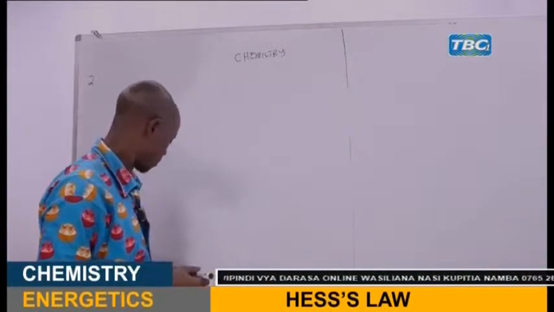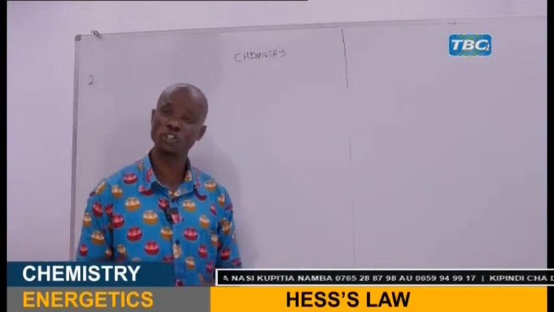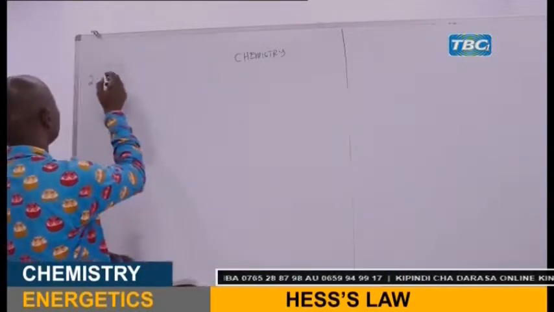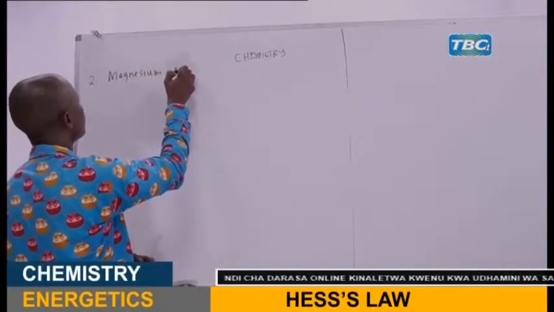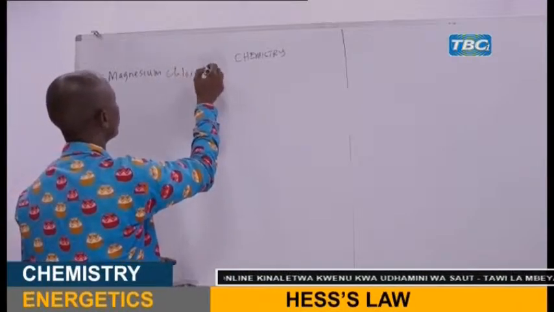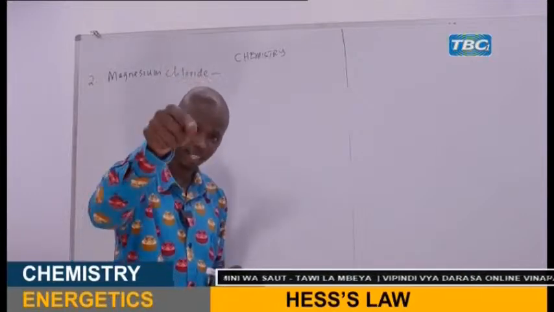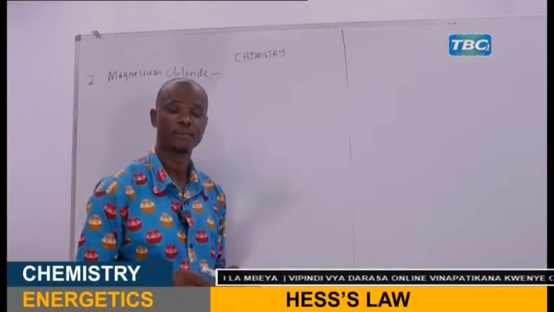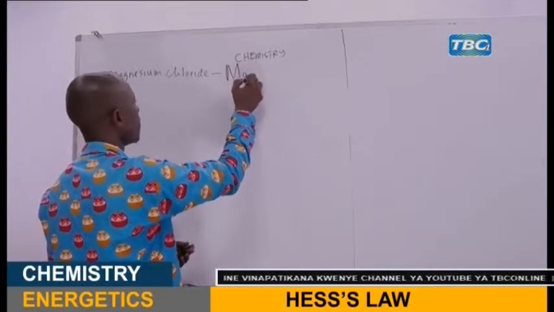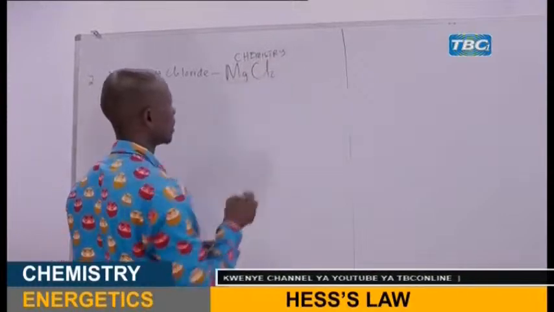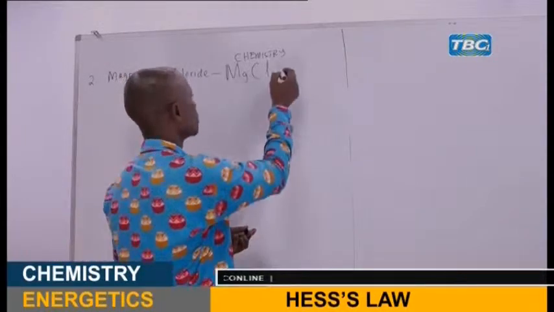First we have to write the formula of the compound. The compound is magnesium chloride. How do you write the formula of magnesium chloride, my dear students? I'm sure you have written it. Now, let's write together here. This is magnesium chloride. This is an ionic solid.